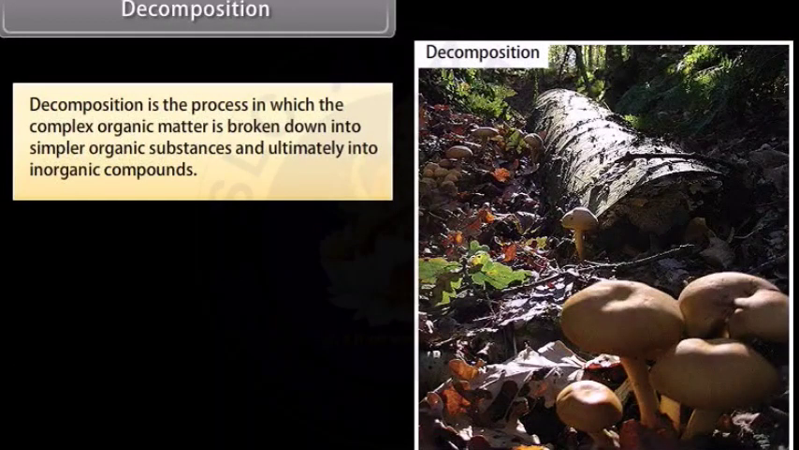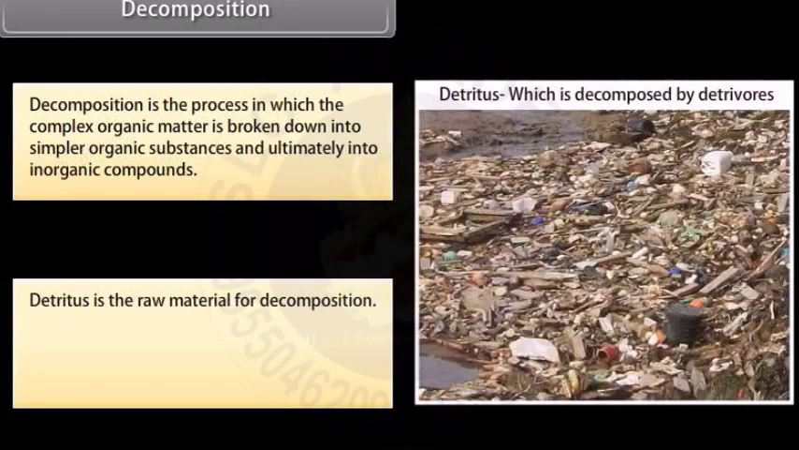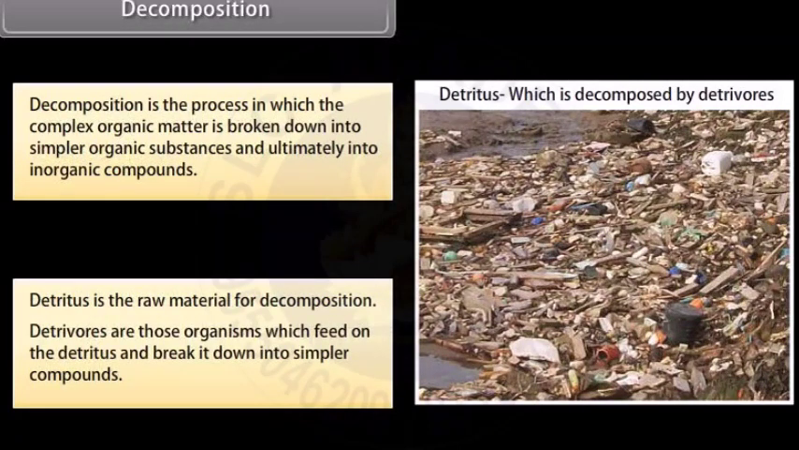Decomposition. Decomposition is the process in which the complex organic matter is broken down into simpler organic substances and ultimately into inorganic compounds. Detritus is the raw material for decomposition. Detritivores are those organisms which feed on the detritus and break it down into simpler compounds. There are the following steps in decomposition.